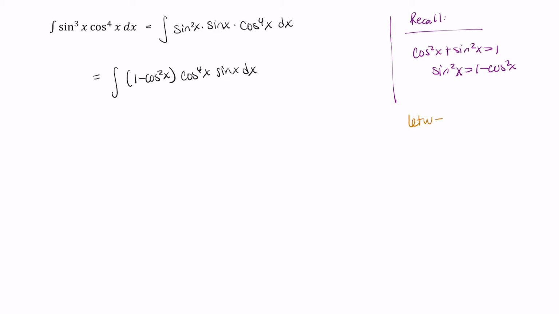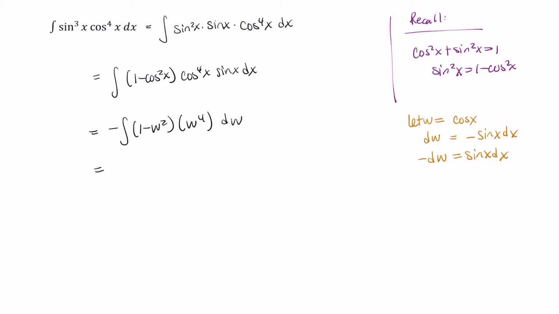We're going to let w equal cosine x, then dw is going to equal negative sine x dx. I have a sine x dx, not a negative sine x dx. So let's rewrite this as negative dw equals sine x dx. So I can replace this sine x dx with just negative dw. And each of these cosines is going to be replaced with a w. Okay, so this becomes negative times 1 minus w squared times w to the fourth power dw, which is just w to the fourth power minus w to the sixth power dw.